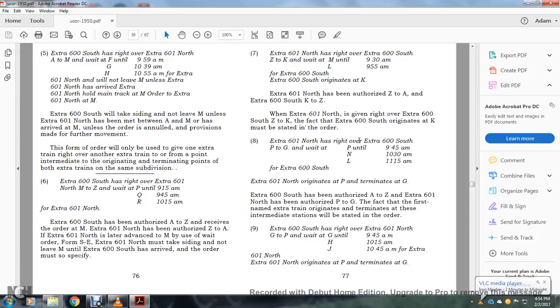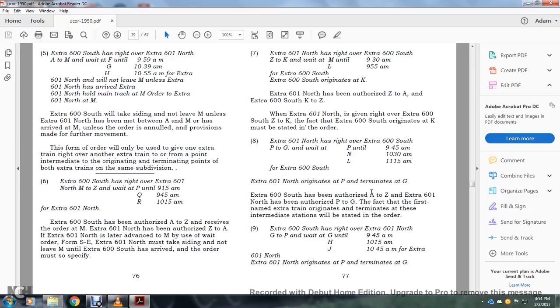Extra 601 North has the right over Extra 600 South, P to G, and wait at P until 9:45 a.m., N at 10:30 a.m., and 11 at 11:15 a.m. for Extra 600 South. Extra 601 North originates at P and terminates at G.